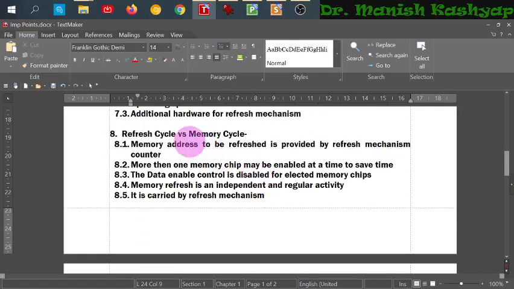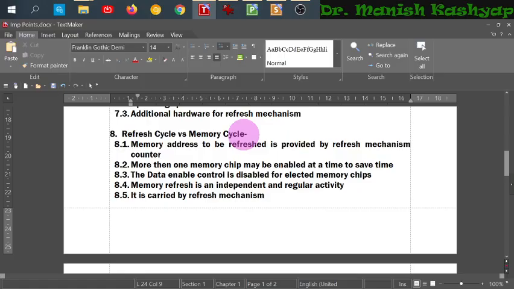Now, refresh cycle versus memory cycle. What happens is, when a DRAM is there, as I told you, since there is a reverse bias diode which is treated as a capacitor, and because of leakage current, the capacitor will simply discharge. So we need to refresh it.